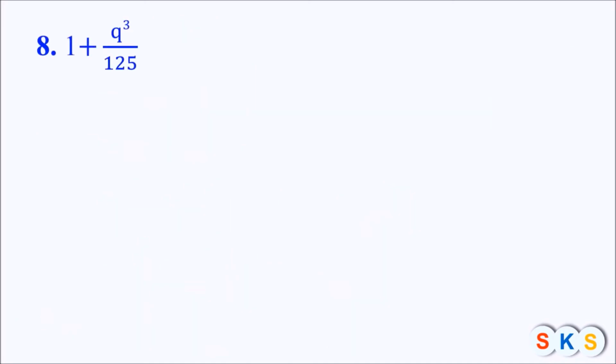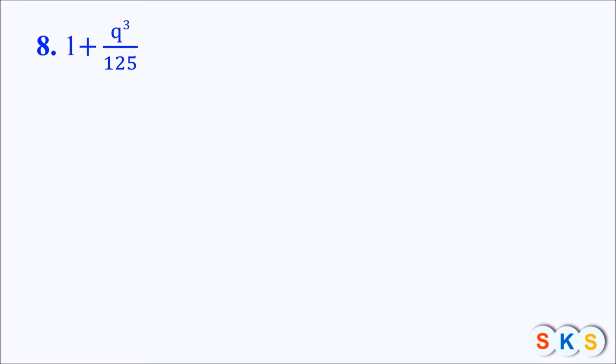Now here we have the next question, 1 plus q raised to 3 upon 125. And you can see here the first term is cube of 1, right? 1 into 1 into 1 gives us 1. So 1 is cube of 1. And the second term is cube of q upon 5. You can see the numerator is q raised to 3 and it is cube of q. And the denominator is 125, and it's a cube of 5. So the second term is cube of q upon 5.